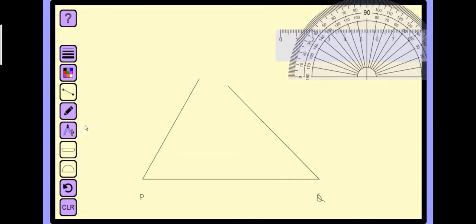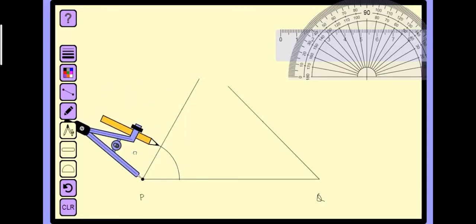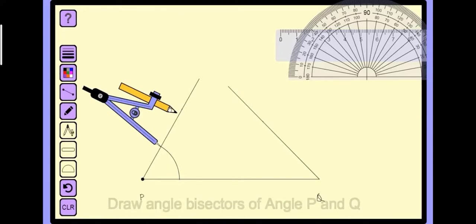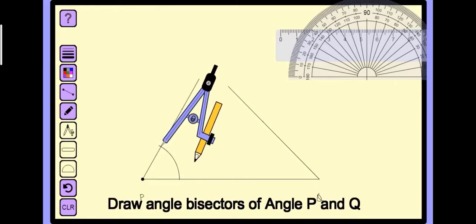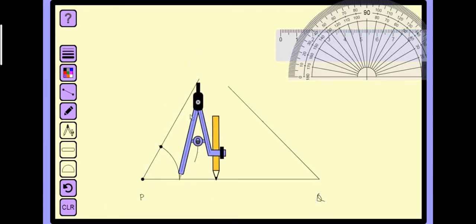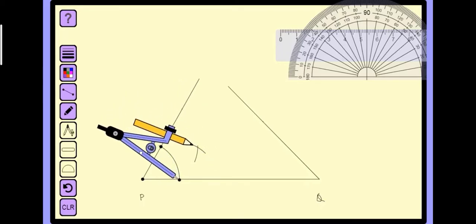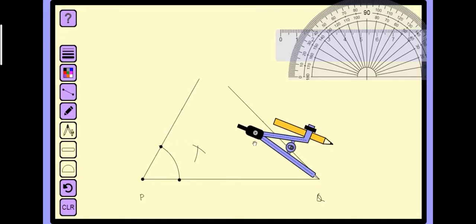Two methods. Firstly, you can construct the same angle and draw the bisector. Angle bisector, all of you know that. Take some distance in a compass, draw an arc. From the arc, you have to draw two arcs by taking the same distance, or you can change it also. Take a small distance from both endpoints of the arc, draw the arcs and then construct the angle bisector of P and Q.